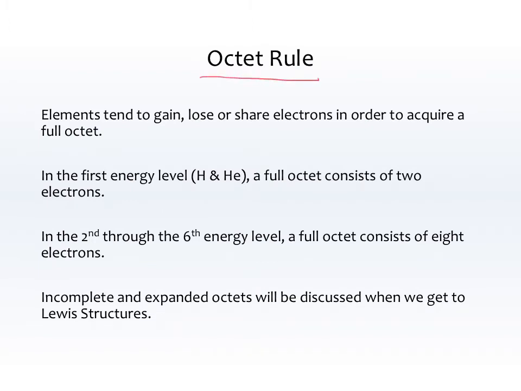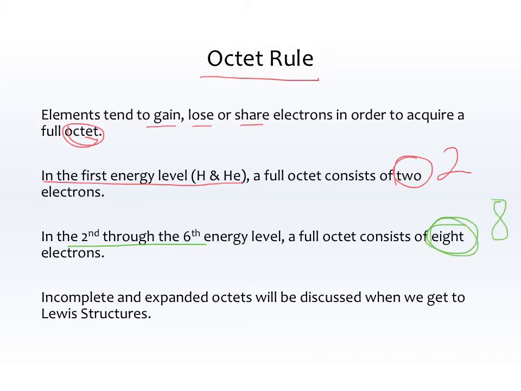the octet rule. And the octet rule says that elements tend to gain or lose or share electrons in order to acquire a full octet. What is an octet, you may say? Well, in the first energy level, that's hydrogen and helium, a full octet consists of only 2 electrons. Hydrogen and helium for a full energy level only need 2 electrons. Pretty much everything else, the 2nd through 6th energy level, a full octet consists of 8 electrons. That's what you're normally thinking about when you think of octets.